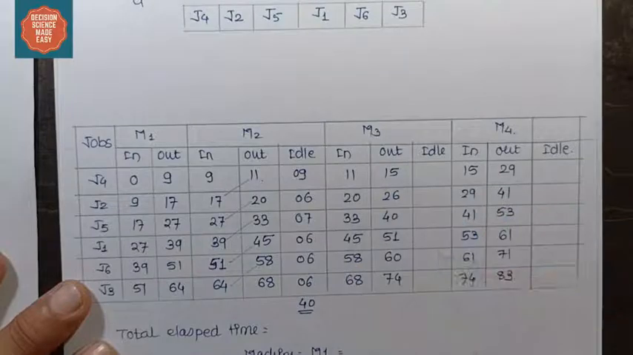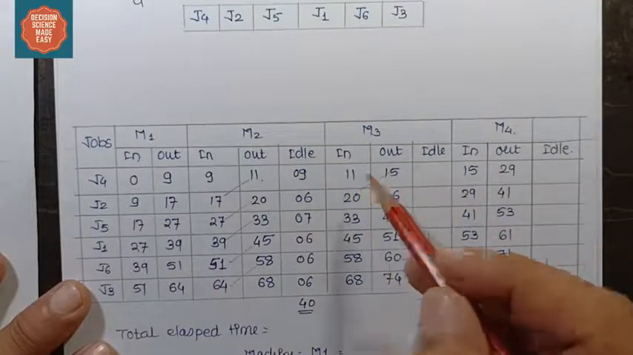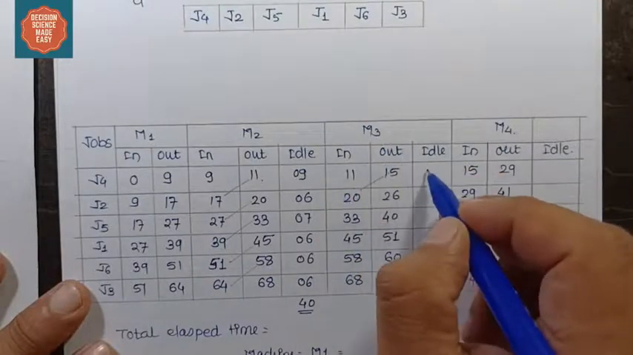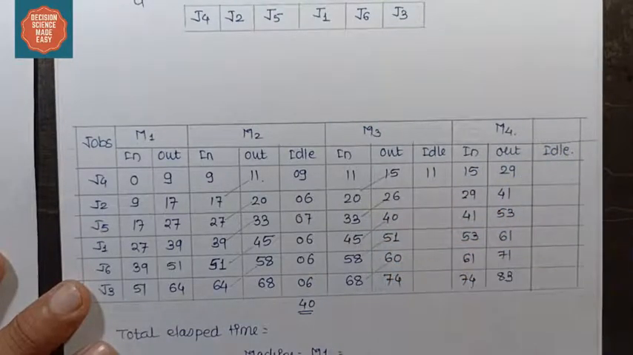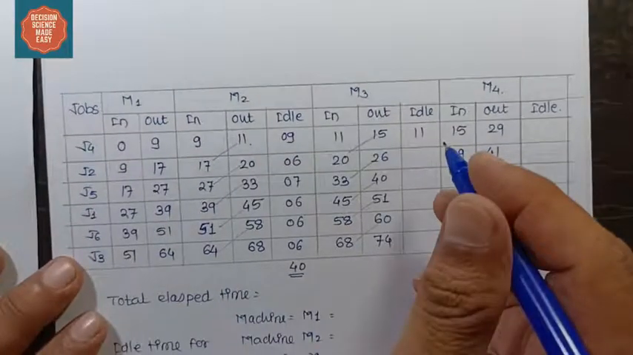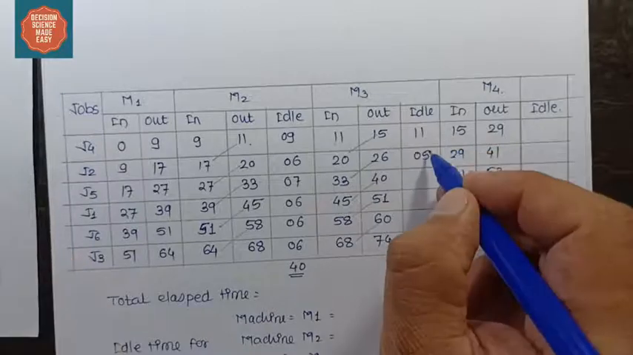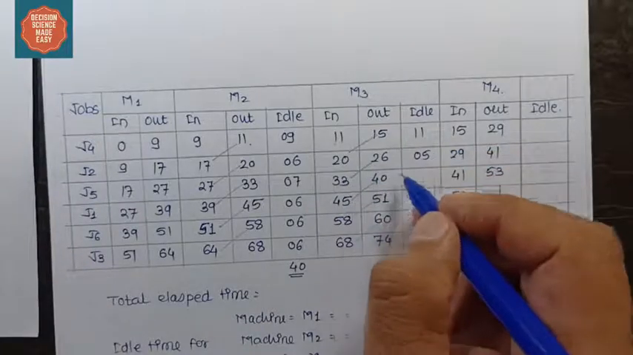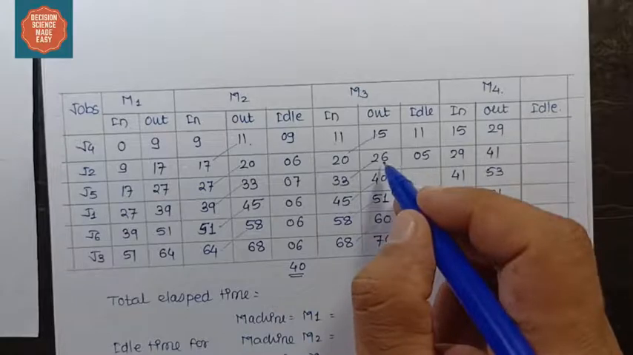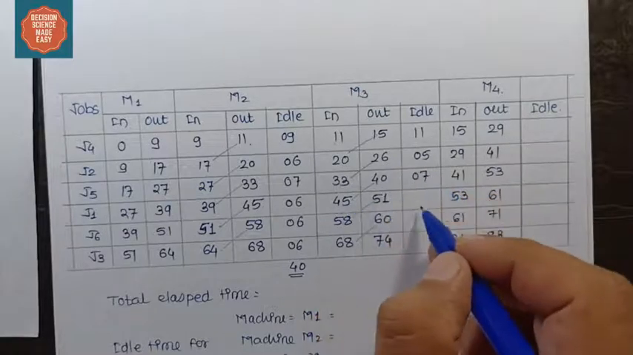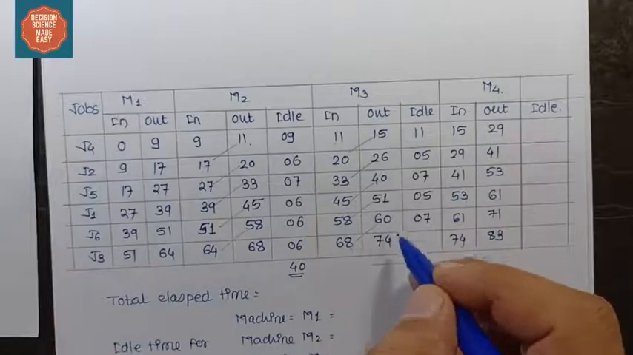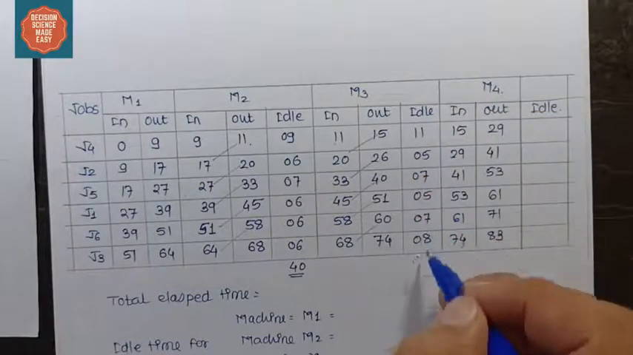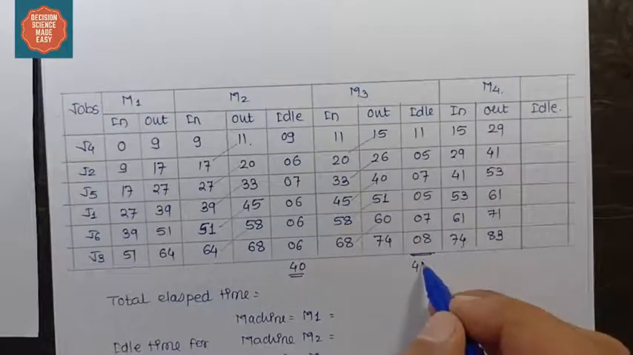Similarly, the first job at M3 will start at 11, so M3 will remain idle till 11. Then again I am going to find the difference diagonally, and that is nothing but my idle time for machine M3. Here it is 11, the difference is 5. See, I am finding the diagonal difference and writing here 33, 26 is 7, this is 5, this is again 7, this difference is 8. So I'm going to calculate this. This is nothing but 43.